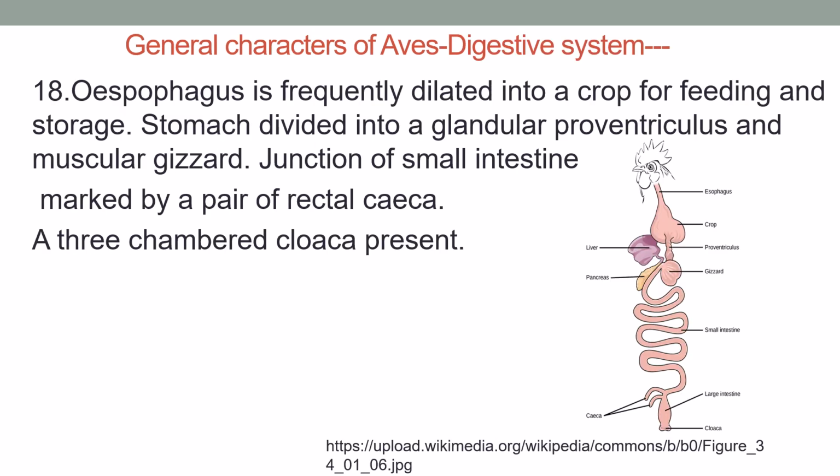In the digestive system, the esophagus is frequently dilated into a crop for feeding and storage. The stomach is divided into a glandular proventriculus and a muscular gizzard. The junction of the small intestine is marked by a pair of rectal cecae. A large 3-chambered cloaca is present.